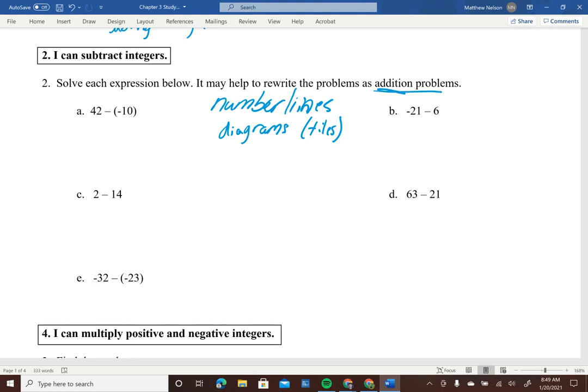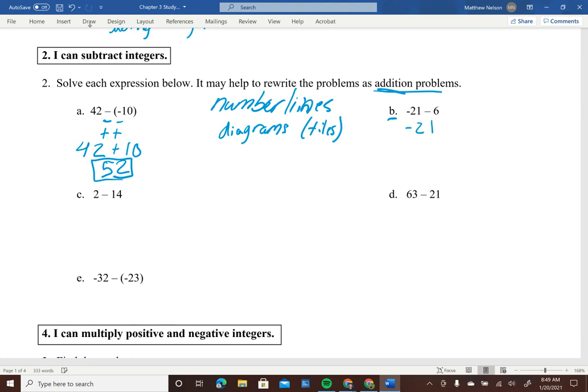We have 42 minus negative 10. So I like to change this to an addition problem, and I know that subtracting a negative is the same thing as adding a positive. So I'm going to rewrite this as 42 plus positive 10, which would give me 52. Moving on to B, negative 21 minus 6.